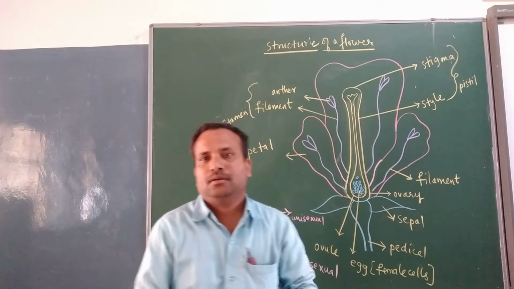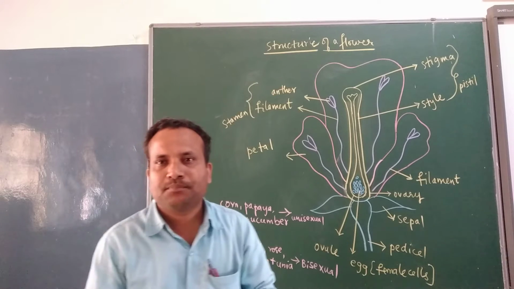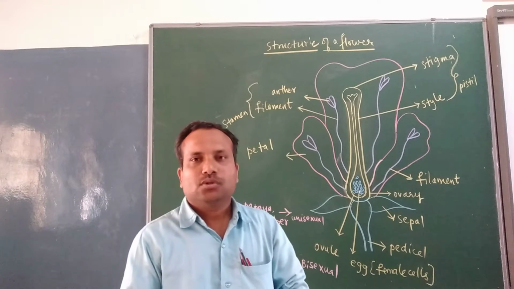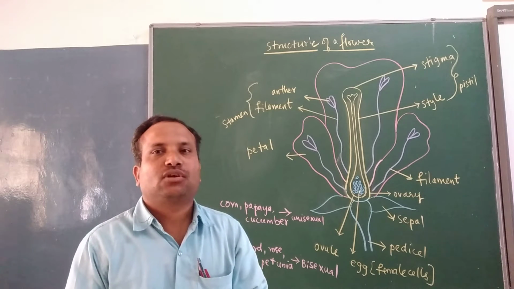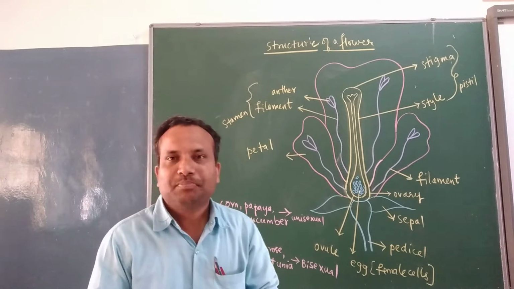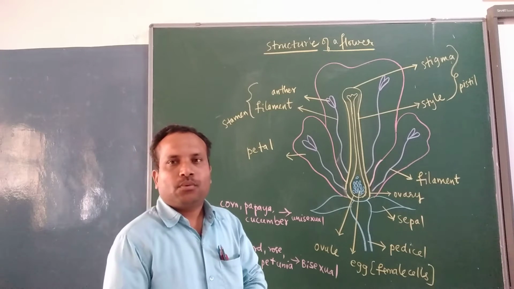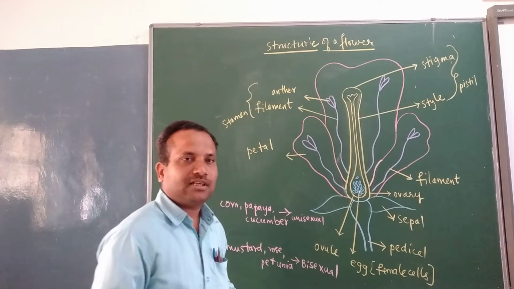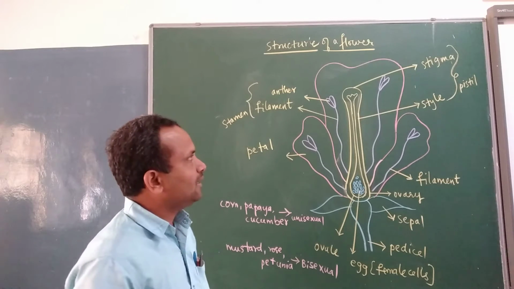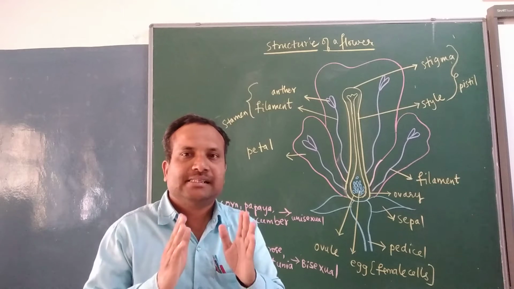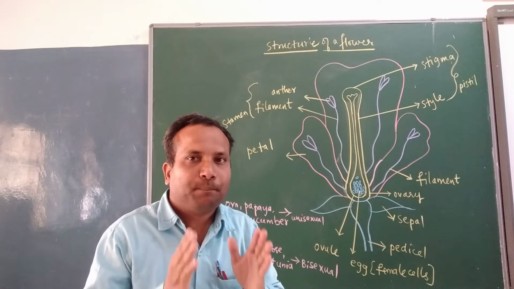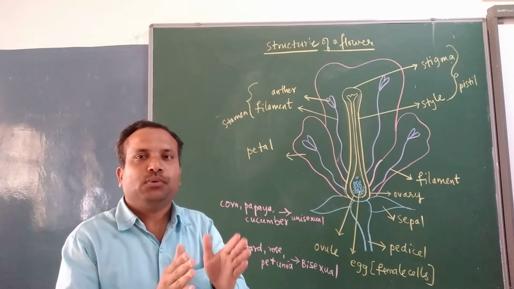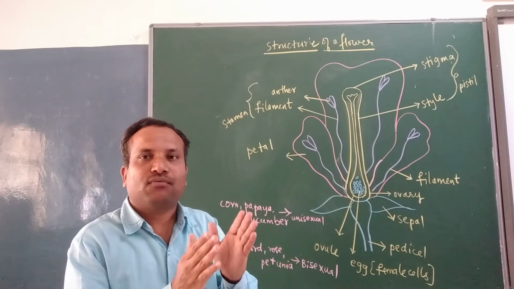Good morning, children. So we'll continue with the chapter reproduction in plants. I have to speak about the structure of a flower, an important part. When we see the structure of a flower, usually we call the flower the reproductive part of a plant. Flower is the reproductive part of a plant.